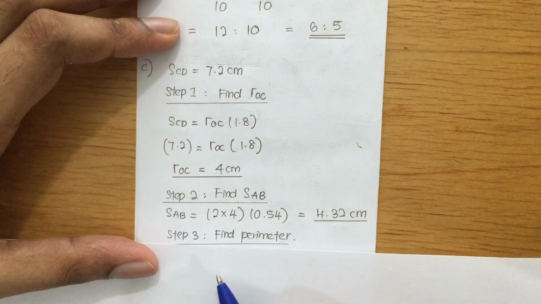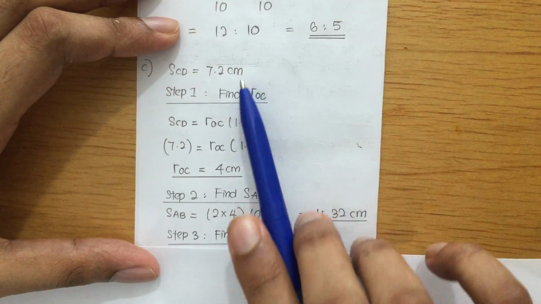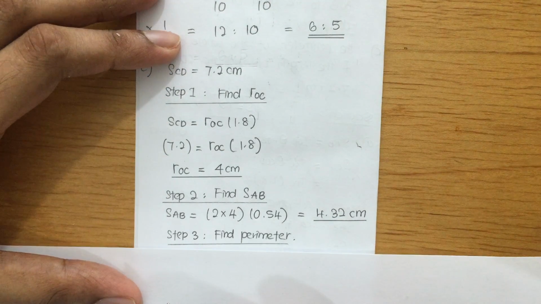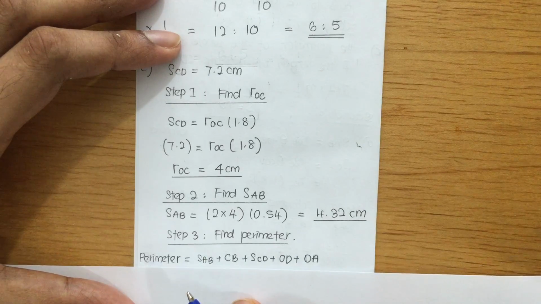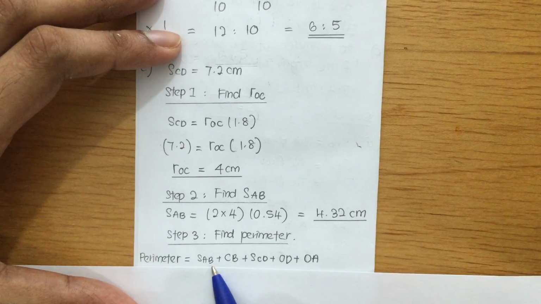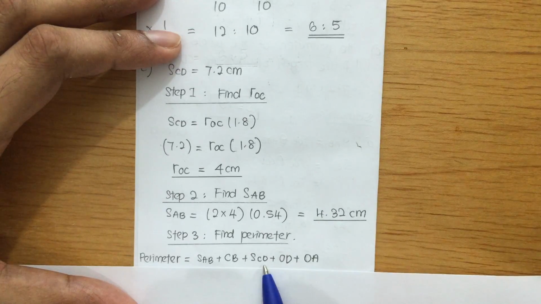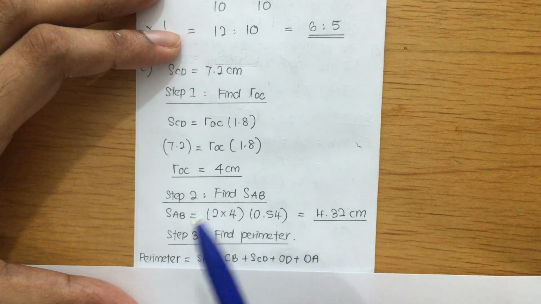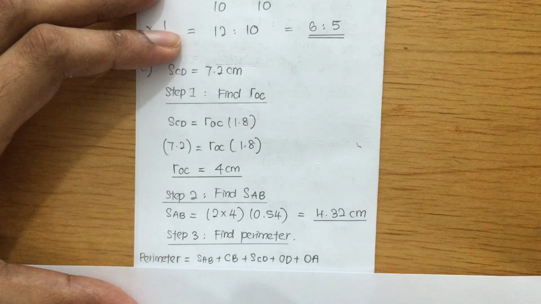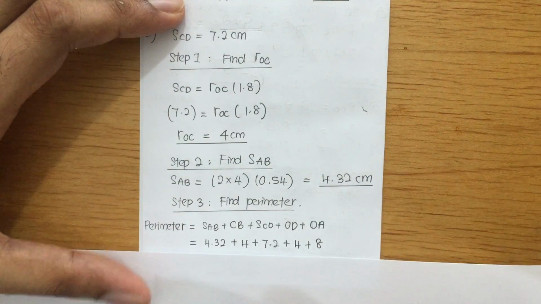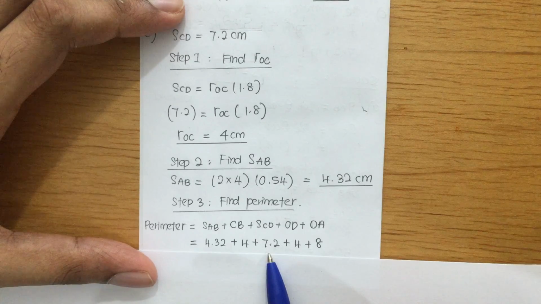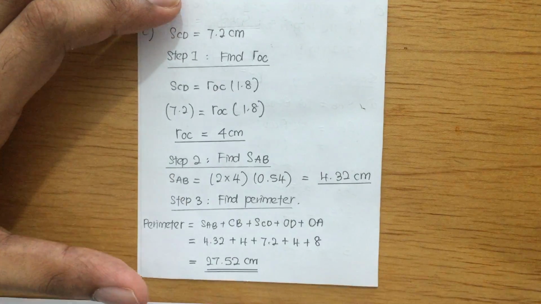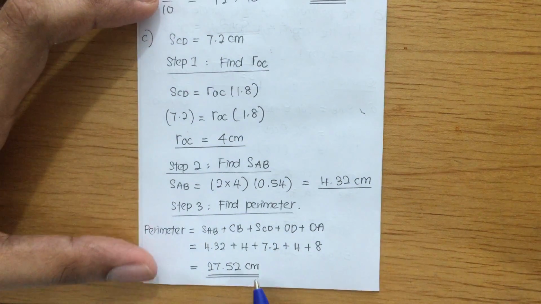Okay. And then the last step is, once you have all the lengths of the arcs, you can now find your perimeter, guys. So the perimeter is equal to the length of the arc AB plus length CB plus the length of the arc CD plus OD plus OA, which is the outside line, guys. You cannot include the inside line. So 4.32 plus 4 plus 7.2 plus 4 plus 8. So you should get your final answer, 27.52 centimeter. Alright, guys, so this is your perimeter.